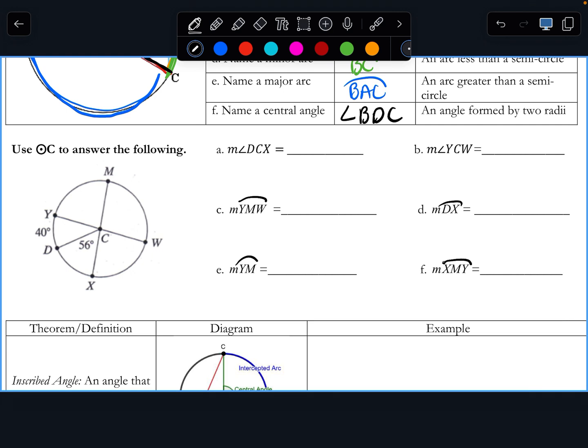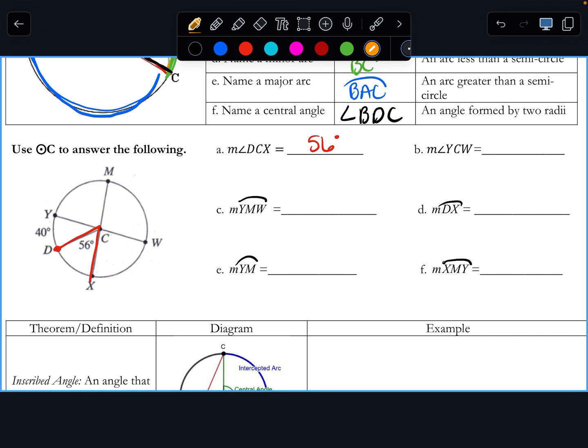We have to find angle DCX. So DCX. Oh, look at there. It's right there. 56. Okay, cool. Whenever they have these little M's, that's all degrees. Okay. So depending on the problem, they're kind of like puzzly to figure out, but it's still kind of fun. I kind of like them.